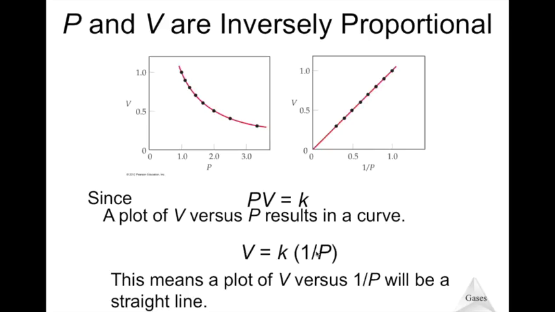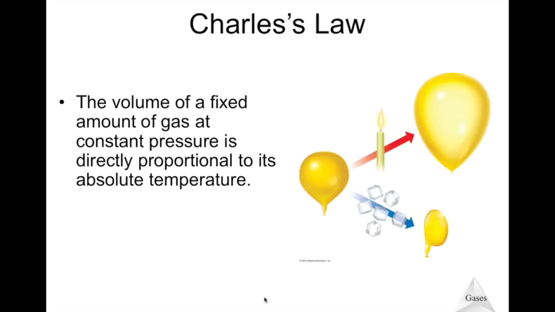But if you did volume versus 1 over pressure, you're going to get a straight line, meaning they're inversely proportional. Charles' law is kind of similar to Boyle's law. This says that the volume of a fixed gas at constant pressure is directly proportional to its absolute temperature.